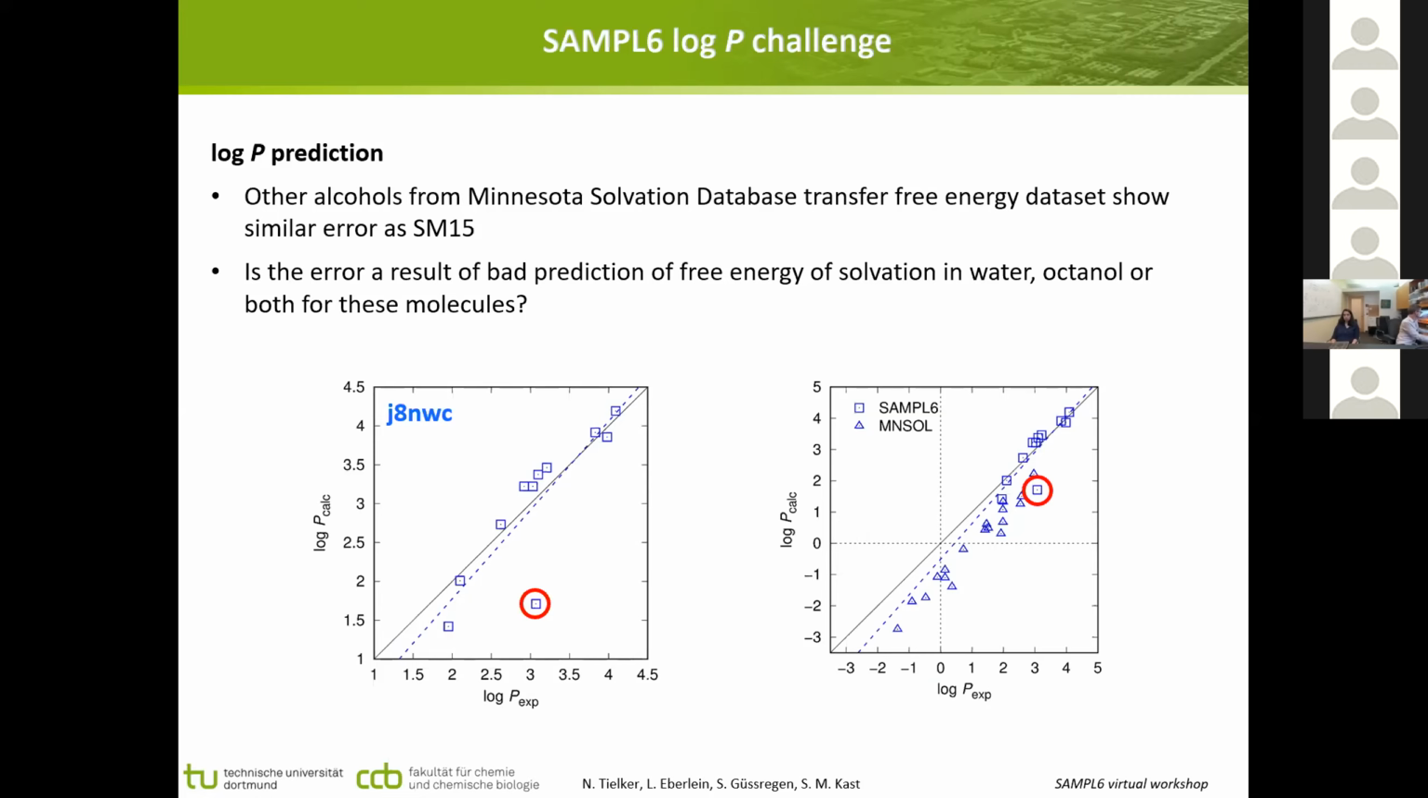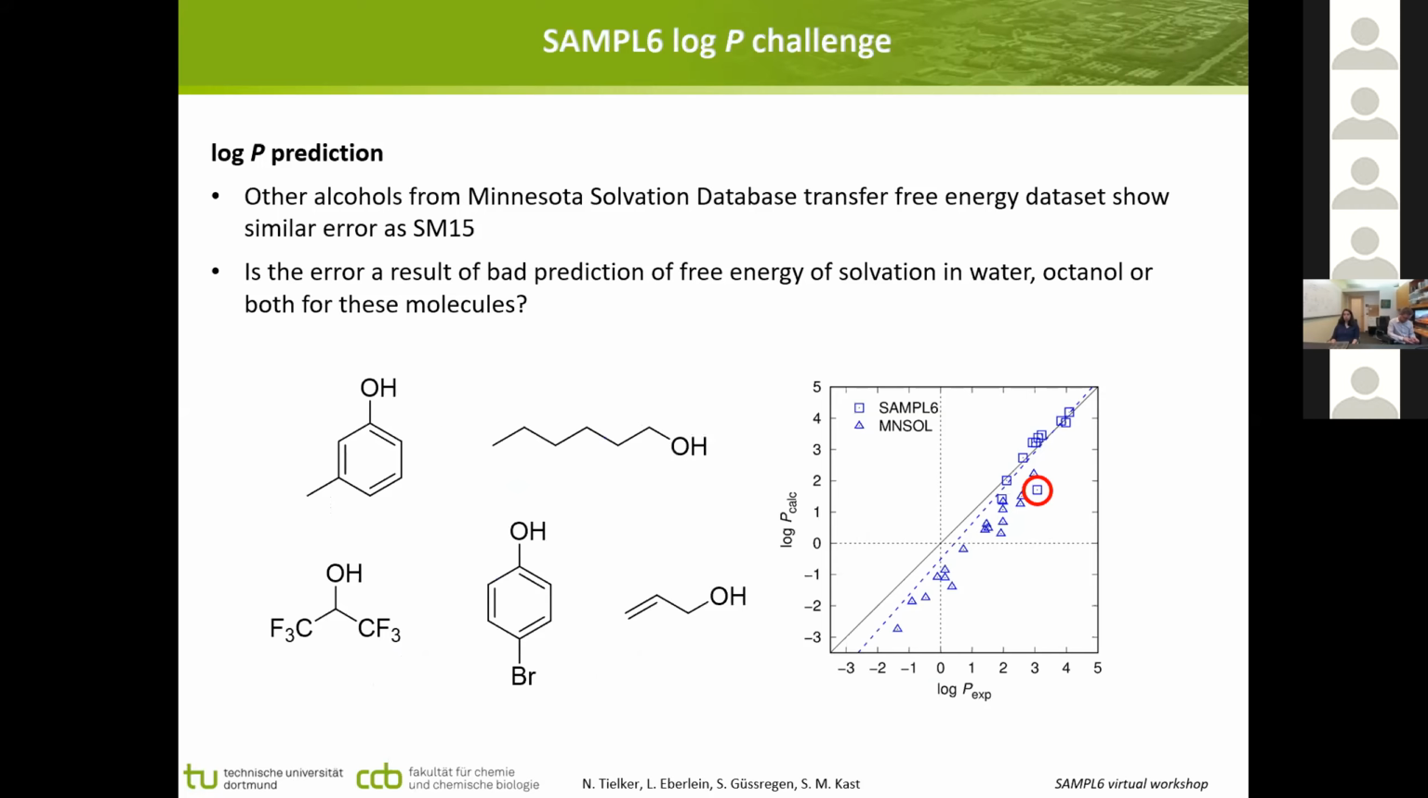And what I did first was to look at the other SAMPL6 results, because even in the pKa challenge, there were actually 2 more alcoholic pKa's that we had to predict. And yes, these are actually molecules from the Minnesota Solvation Database, so they are not as complex as the ones in the SAMPL6 challenge, but they still show the same behavior.